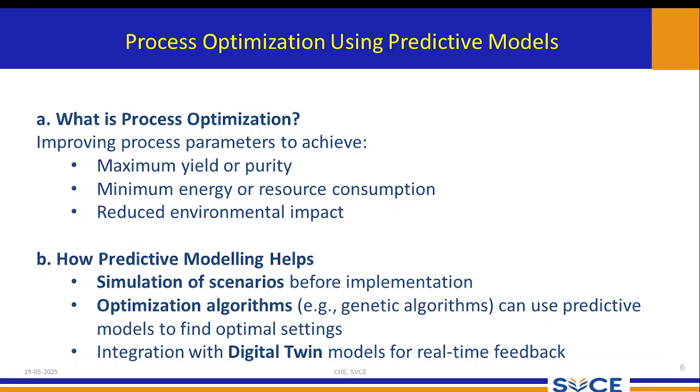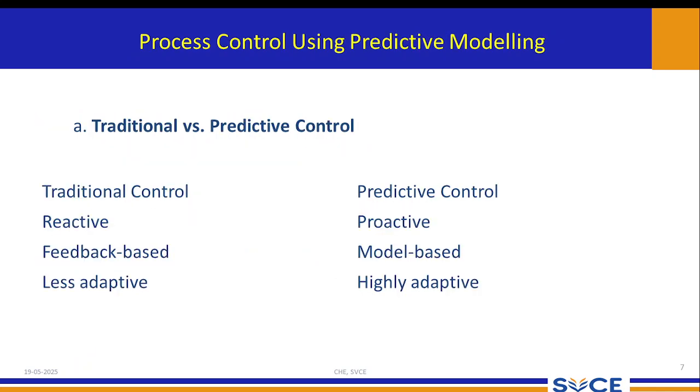So what is process optimization? We have discussed process optimization in the last class. It is improving process parameters to achieve maximum yield or purity, minimum energy or resource consumption, and reduced environmental impact. So how does predictive modeling help? Simulation of scenarios before implementation, optimization algorithms, for example genetic algorithm, can use predictive models to find the optimal settings, and integration with digital twin models for real-time feedback.